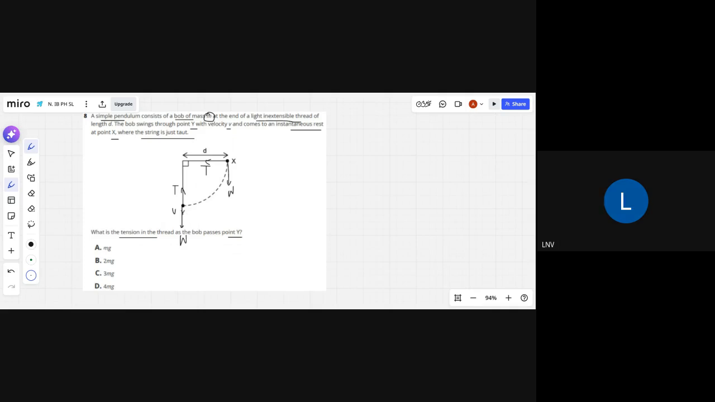So all we have to do is find centripetal force, right? But isn't centripetal force the tension? Not at point y. At point y, your centripetal force is the net force. So your centripetal force is going to be the tension take away weight, right? And weight is mg.